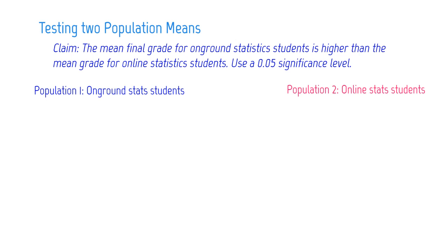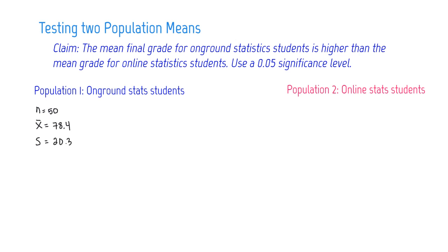Suppose that I select a random sample of on-ground statistics students of size 50. Of those 50 students, if I calculate their average final grade, their mean final grade, the sample mean grade comes out to be 78.4. So I use data to calculate that. And the sample standard deviation comes out to be 20.3.